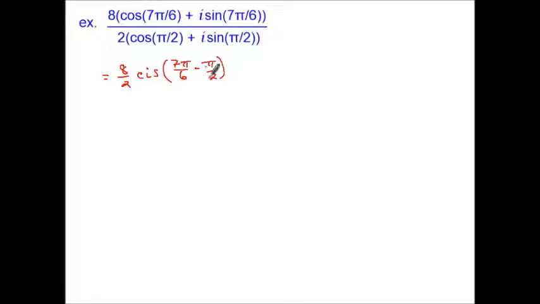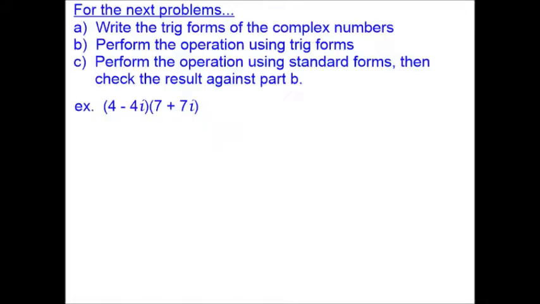Of course, that pi over 2 is really like having 3 pi over 6. So basically, 8 over 2 reduces to a 4, and then I've got my cis. And then 7 pi over 6 minus 3 pi over 6 is 4 pi over 6. Hopefully this is screaming at you right now, like, hey, I can reduce that. Of course, I will want you to reduce anything that is reducible in that fashion. So this becomes 2 pi over 3.